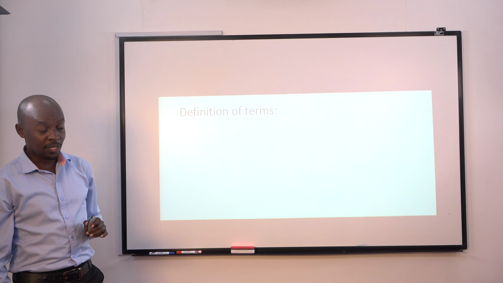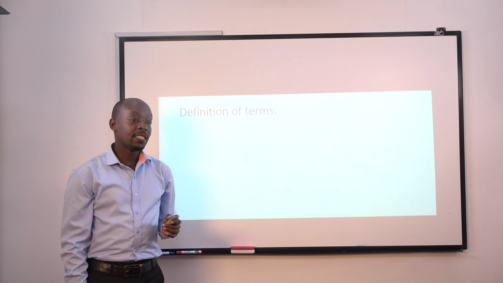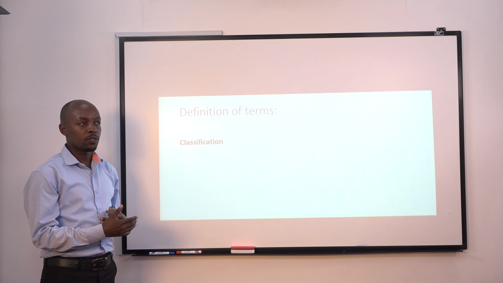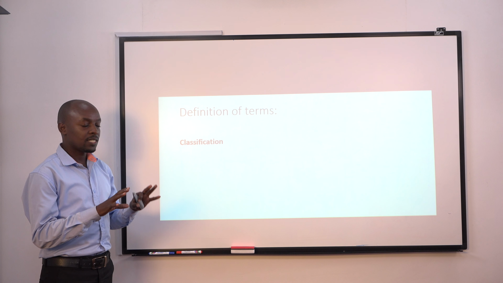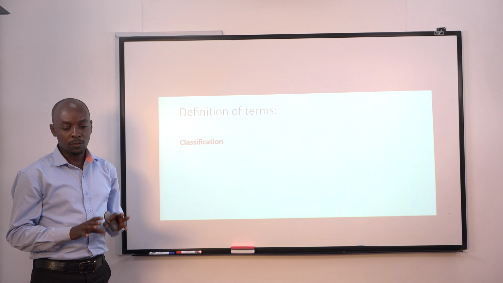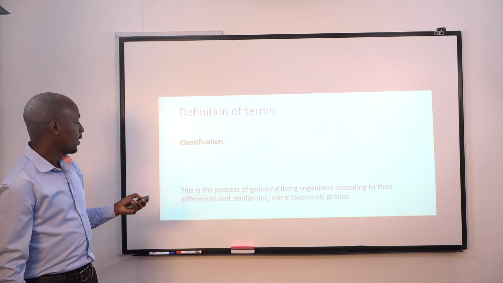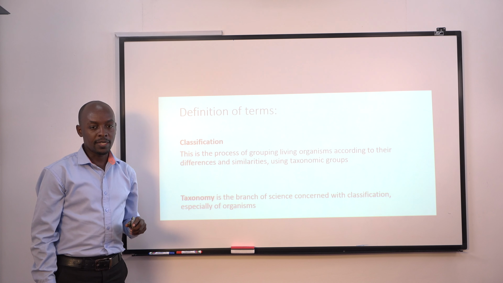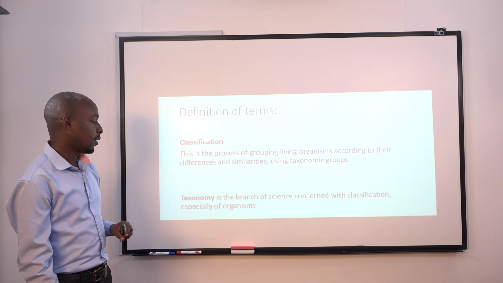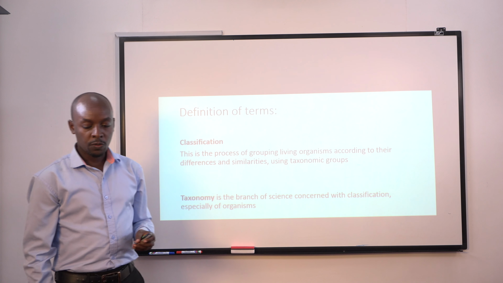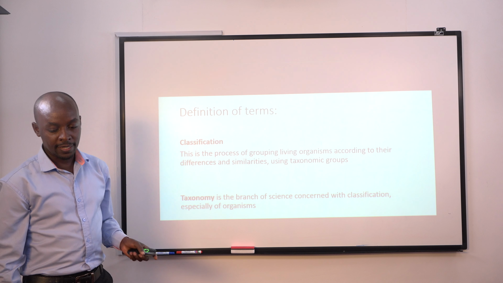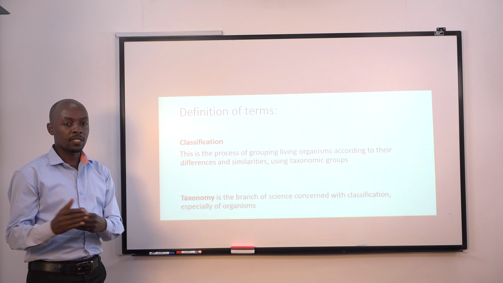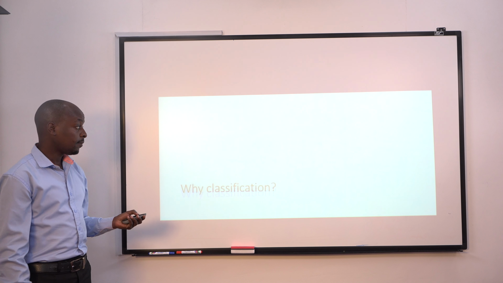One of the terms is classification. Classification is the process of grouping organisms into specific groups, of course grouping organisms using their similarities and differences. That's what we call classification. Another term that we use in classification is taxonomy. Taxonomy is the science of classification. So in classification, we use taxonomic groups, and the word taxonomy means, of course, the science of classifying organisms.